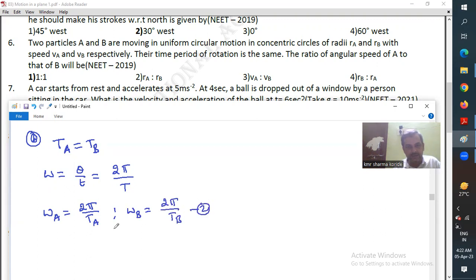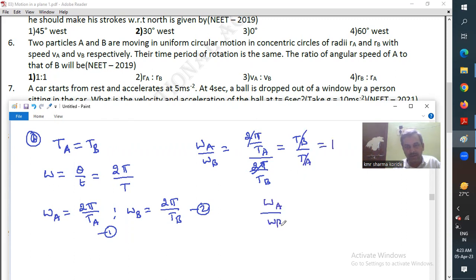So omega A by omega B is equal to 2 pi by Ta, whole divided by 2 pi by Tb. So these two get cancelled, leaving Tb by Ta. They mentioned the time period is the same, so these two get cancelled. Answer is 1. So omega A by omega B is equal to 1:1. So the first option is correct.